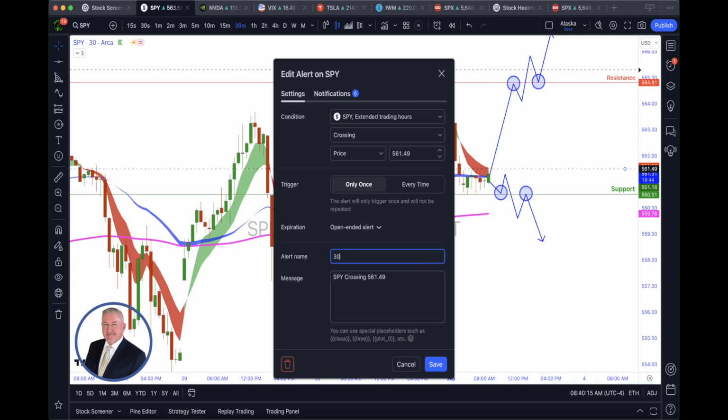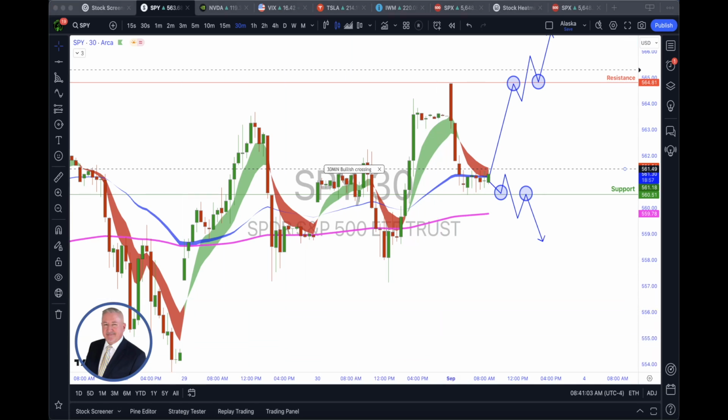and I will add a note saying 30-minute bullish crossing. So I know we are headed up, and I'll leave this alone here so that I have the price. And I'm going to have this only tell me one time because I don't want this going off next year and I forgot all about it. So you hit save and you're good to go.